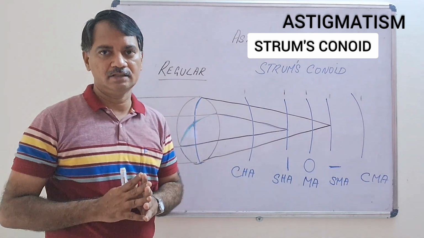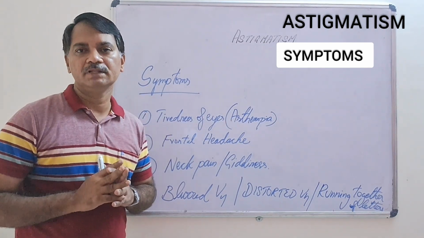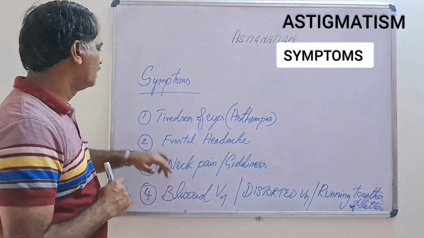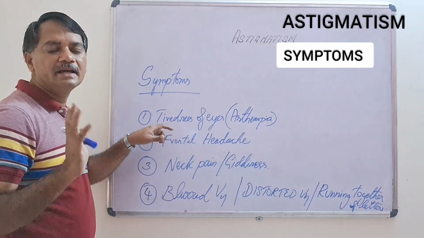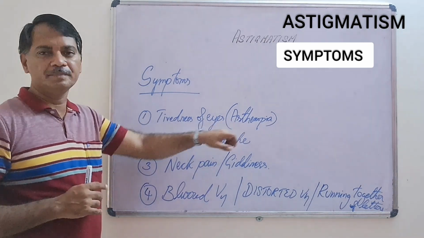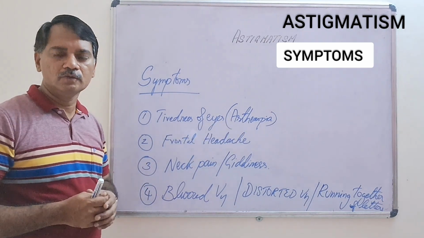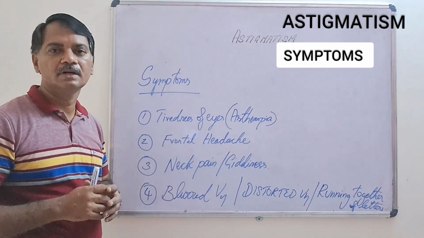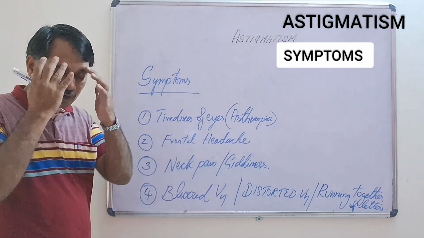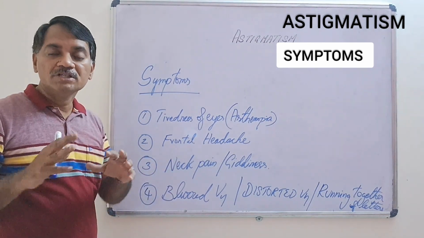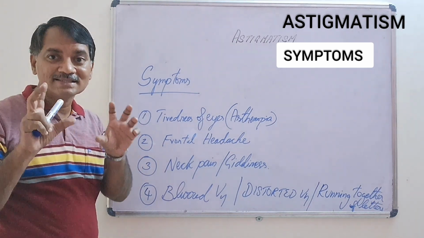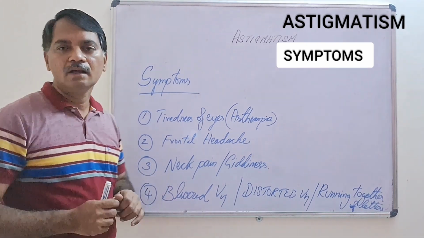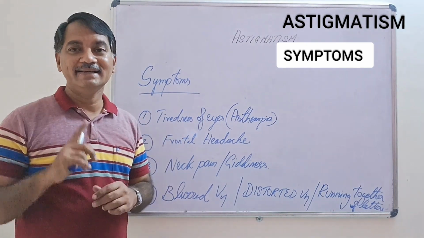What are all the problems a patient with astigmatism will come to the hospital with? They will say that their eyes get tired easily, which is called asthenopia. They are not able to continuously do their work or write or read or see mobile phones. They get easily tired. The second thing, they will have a frontal headache because of too much effort they have to put in to make things clear. The third thing is that the patient, because of this astigmatism, may develop neck pain and giddiness.